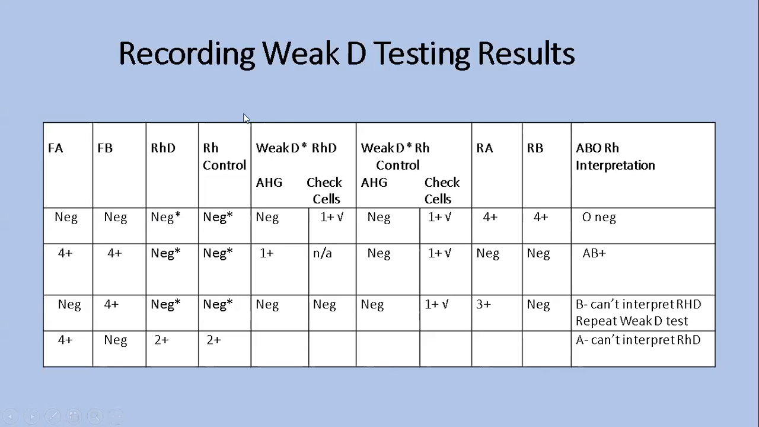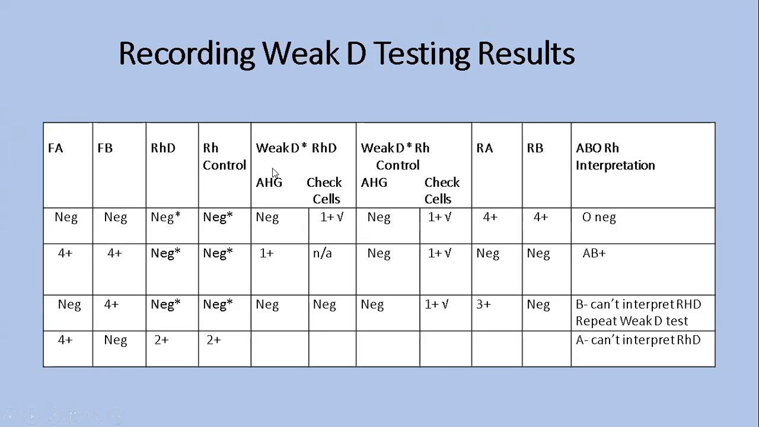And so what we did was we moved forward with weak D testing. Remember, we're going to carry along the Rh control as well. So we weak D tested the RhD tube and the Rh control tube that goes along with it. So let's see what happened. We incubated for 15 to 30 minutes. We washed the cells 3 times.